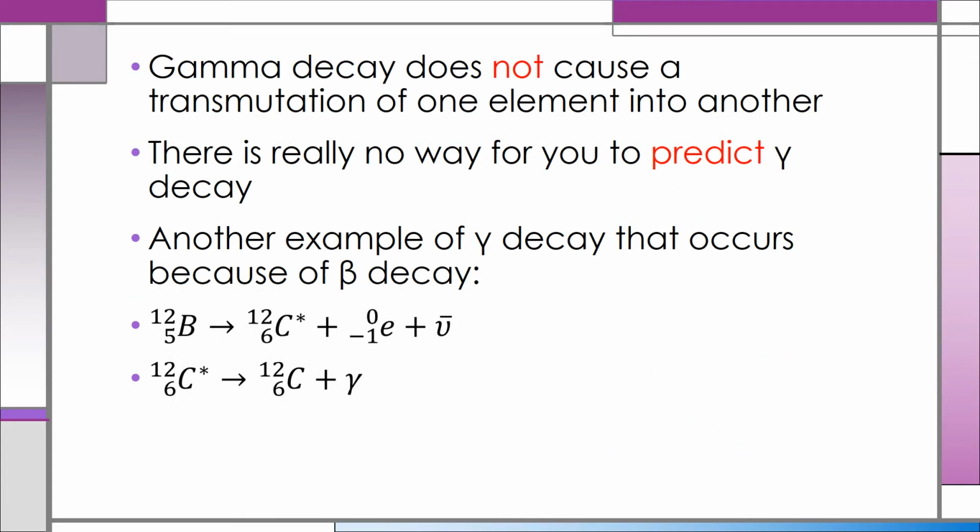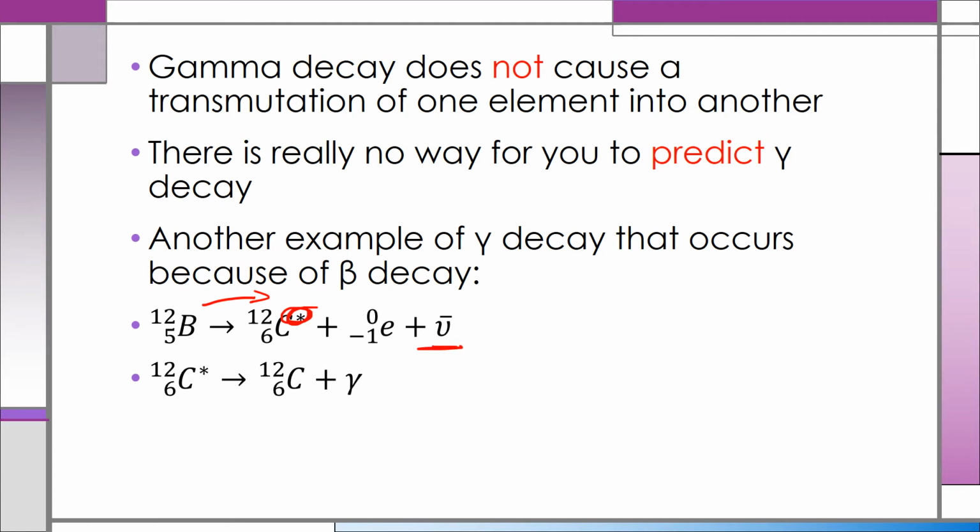Now, gamma decay does not cause a transmutation of one element into another, and there really isn't a convenient way to predict gamma decay. But another way that gamma decay could occur is because of beta decay. So frequently what will happen, here's an example of boron: boron will decay into carbon, but this carbon is going to be excited, which is represented by that asterisk right there.